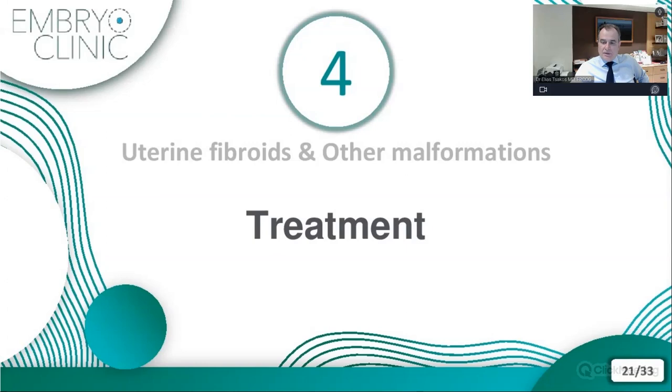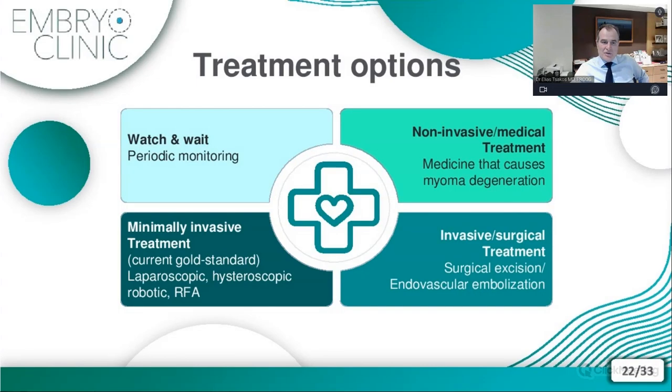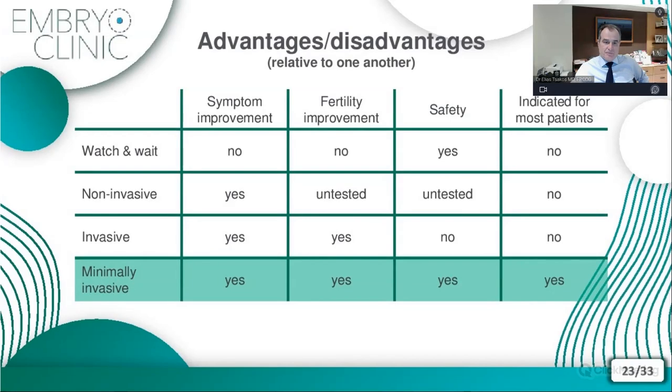Okay, what is the treatment of those conditions, of those anomalies? I will keep my presentation short so that I can answer questions. So watch and wait is one treatment option. Non-invasive medical treatment is another option. Minimally invasive options, which include the gold standard, which is laparoscopy, hysteroscopy, and robotic, but also the radiofrequency ablation of myomas could also be the solution. And of course, other solutions like traditional surgery or endovascular embolization could be on the table of options, although it is not really indicated or suggested in women wishing to retain their fertility.